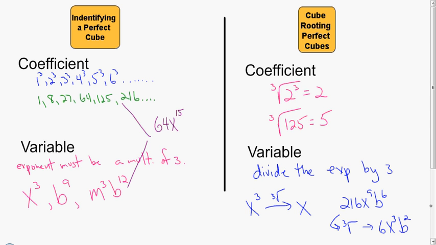So I hope this has been a good explanation and review, or insight, maybe it's not a review, as to how to identify perfect cubes as well as take cube roots of perfect cubes.